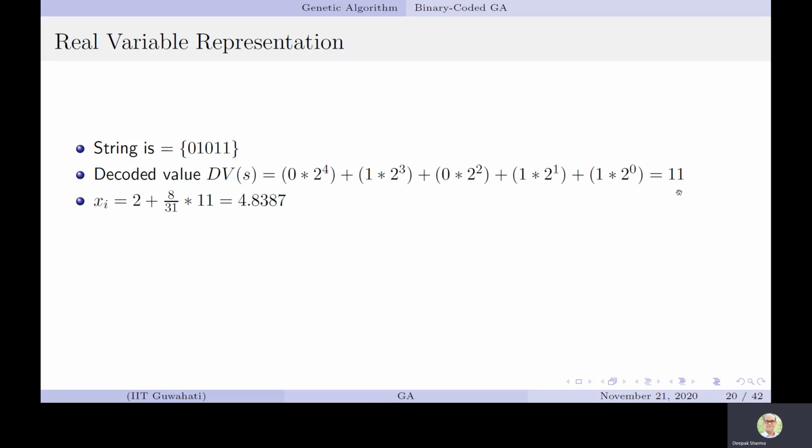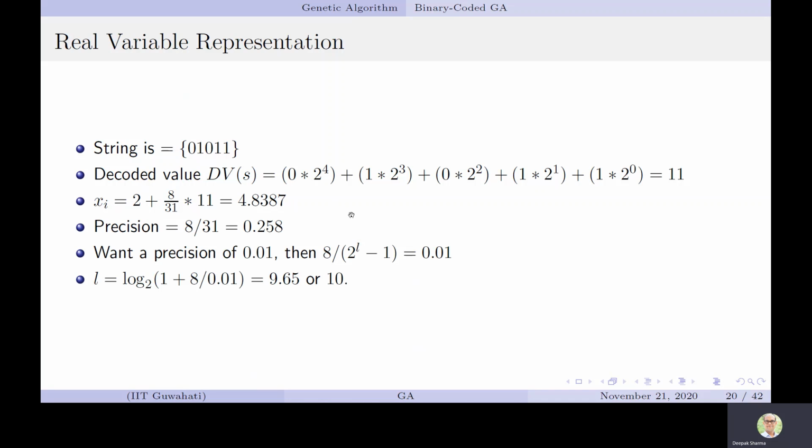I'm assuming that all of you know how we are going to decode a binary string. Since the decoded value is given to us, xi equals 2 plus 8 by 31. This formula we have already found in the previous slide, multiplied by 11. This gives me the value as 4.8387. Now, if we talk about the precision, because we are using a binary string, there must be some precision. Precision is, so we are taking this term 8 by 31, meaning xi upper minus xi lower divided by 2 to the power L minus 1. So this precision is 0.258.